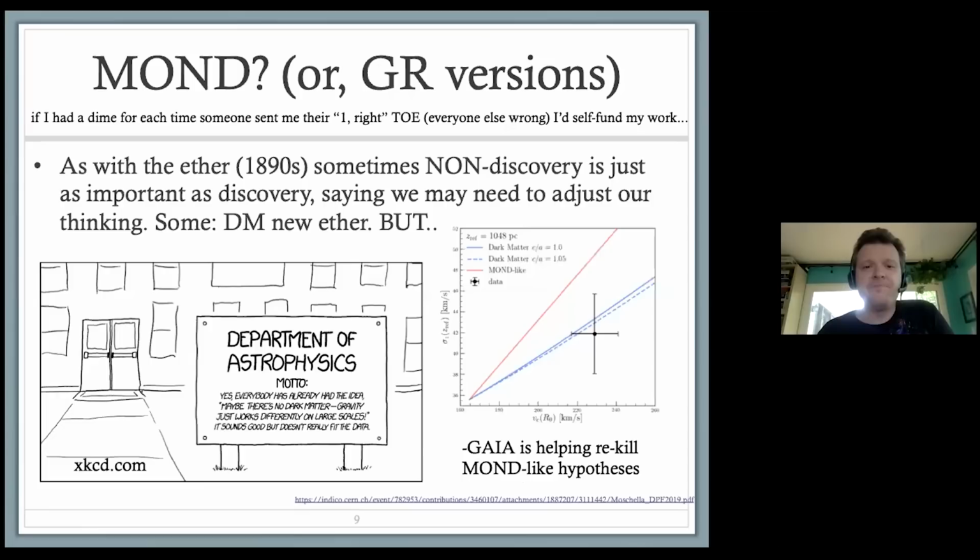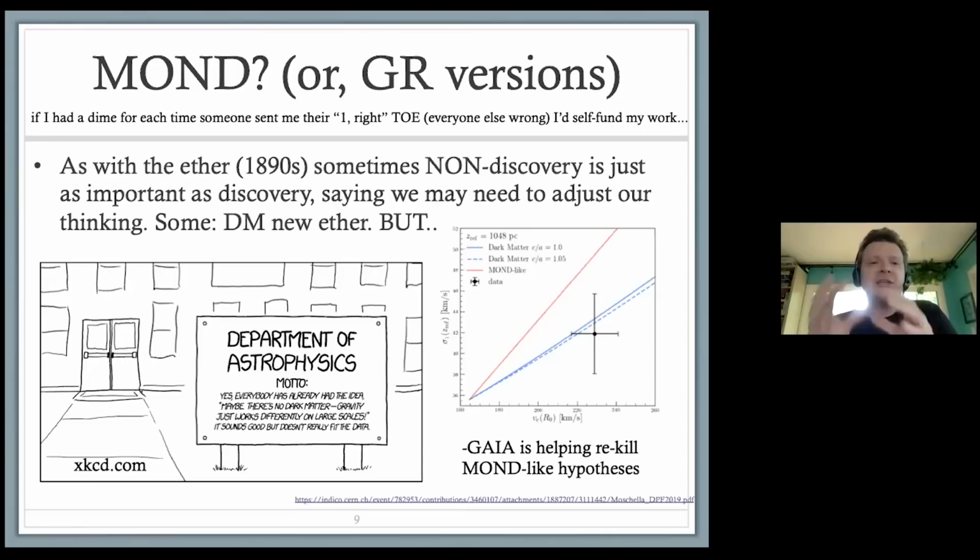But now, going back to modifying gravity. A lot of scientists who work on dark matter with me are very, very passionate that we definitely have the right answer. But if I had a nickel or a dime for every time someone sent me their one perfect theory of everything, I would have enough funding to self-fund my research without having to ask the government for money. So I want to be open-minded about what the alternate possibilities are.